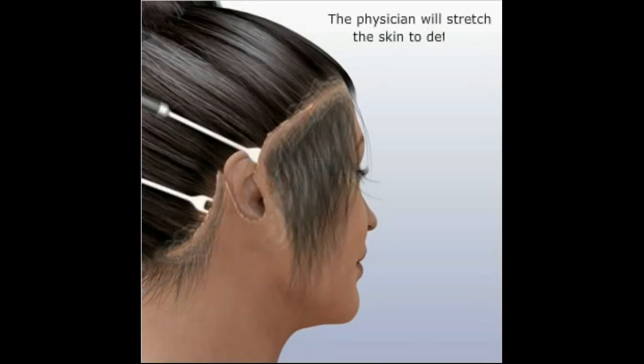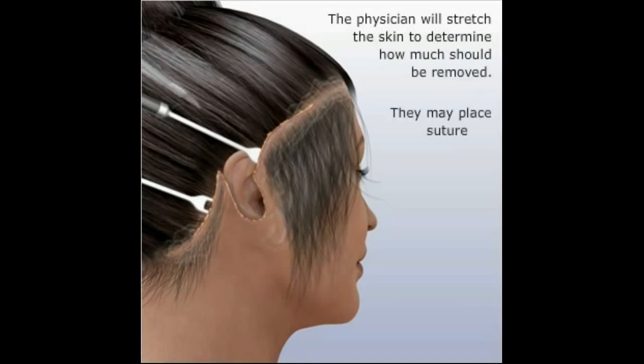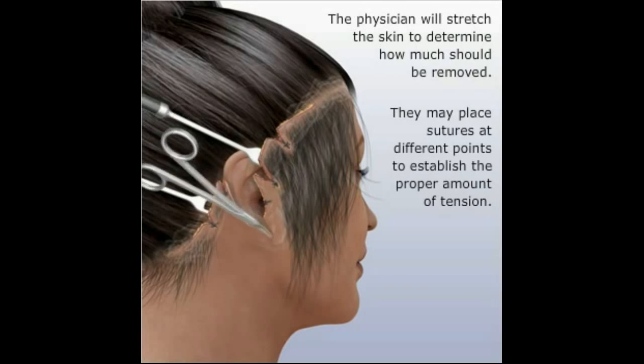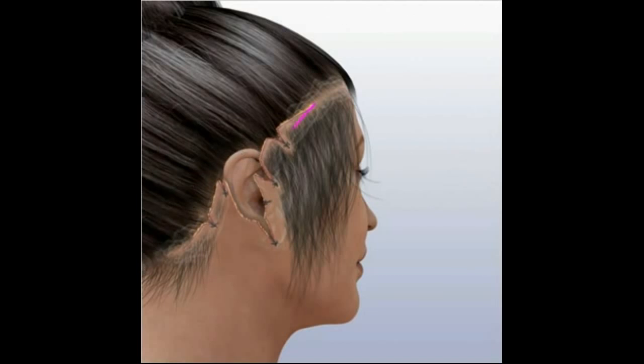The physician will stretch the skin flap in order to determine how much excess skin should be removed. They may place pilot cuts and sutures at different points along the incision to establish the proper amount of tension. The physician will then remove the excess skin around the natural contours of the face and close the remainder of the incision with additional sutures.